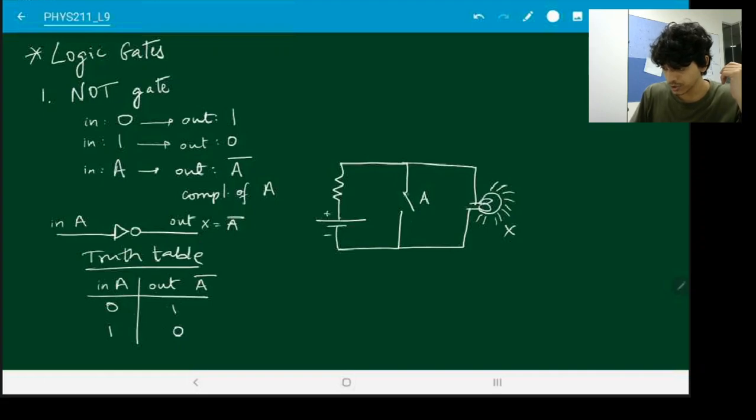But if I close this switch, now this circuit is complete, and because it has almost 0 resistance compared to the bulb over here, let me just write these numbers down. All of the current will flow through this loop, and nothing will flow through the bulb, which means that the bulb will go off. So if the switch becomes 1, then the bulb becomes 0. So this is one way of representing the NOT gate through an electrical circuit.